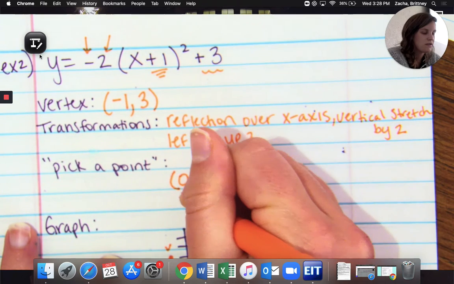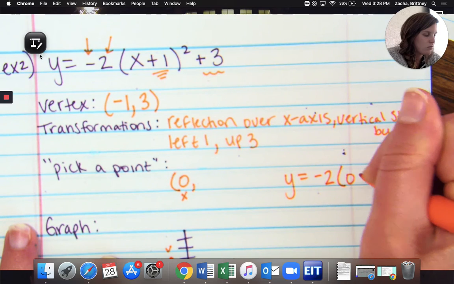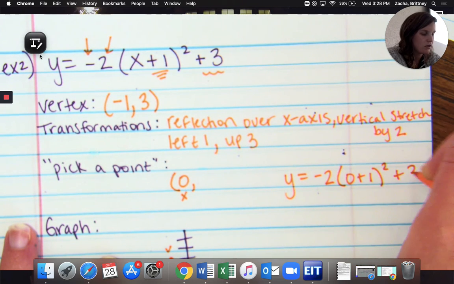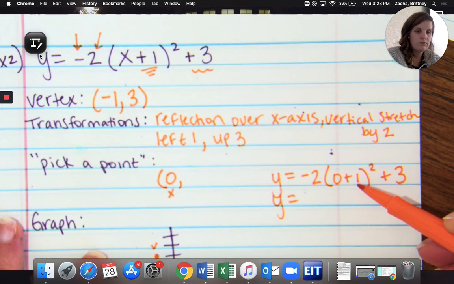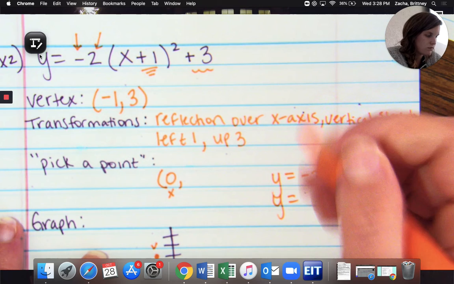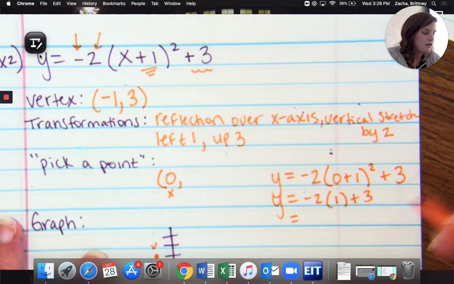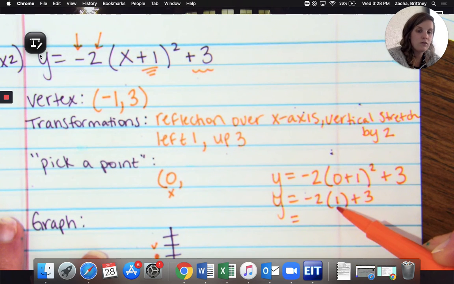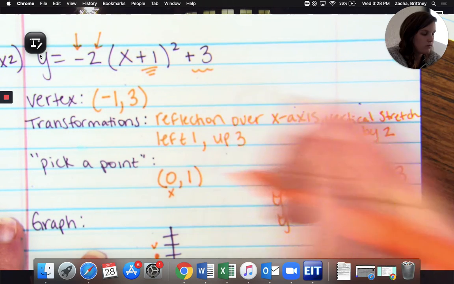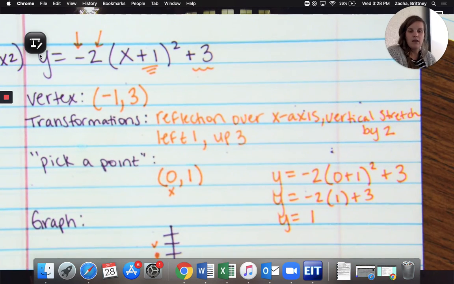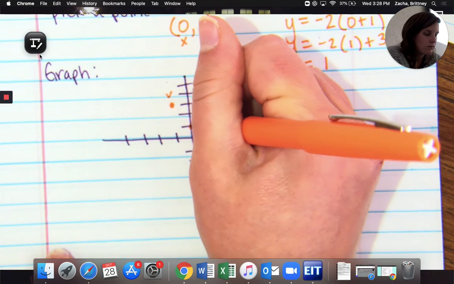Okay, so you are going to sub that into your equation. So -2, 0 plus 1 squared plus 3. So 0 plus 1 is 1. 1 squared is 1. So you'll have -2 times 1 plus 3. So -2 times 1 is -2. -2 plus 3 is +1. So my y value over here is 1. Okay, so my random point, I can plot at 0, 1.